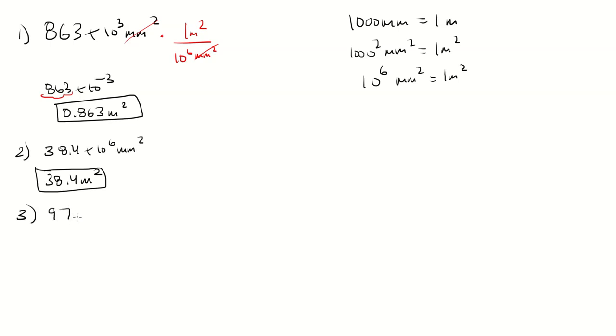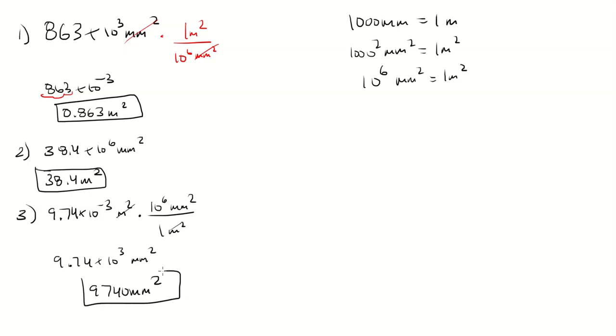Now we're given the meters squared, so it's 9.74 times 10 to the negative 3 meters squared. And we want to convert that to millimeters squared, so the millimeters will be on the top this time, and then the meters can be on the bottom. So the meters squared cancel. 10 to the negative 3rd times 10 to the 6th is 10 to the 3rd. And 9.74 times 10 cubed is 9740 millimeters squared.